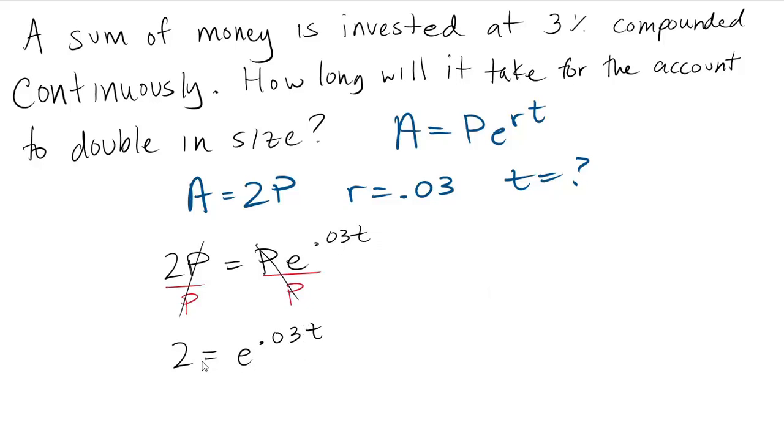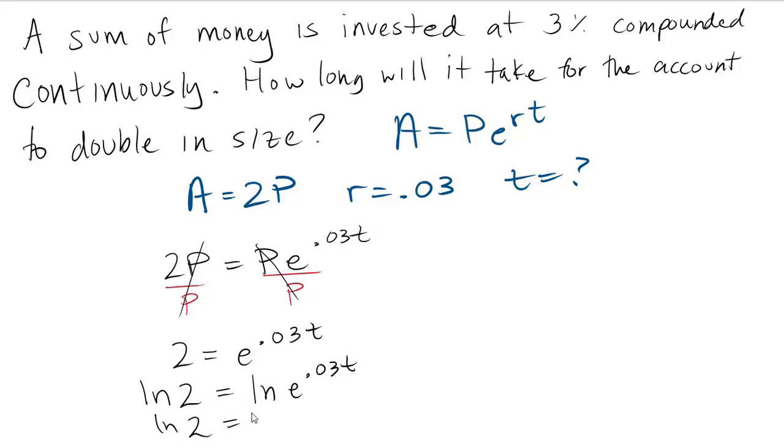How do we solve this? Well, we could rewrite this in logarithmic form, or we could take the natural log of both sides, which is kind of what we've been doing recently, so that's what I'm going to do. I'm going to take the natural log of the left side and get the natural log of 2. On the right side, we get the natural log of e to the 0.03t.